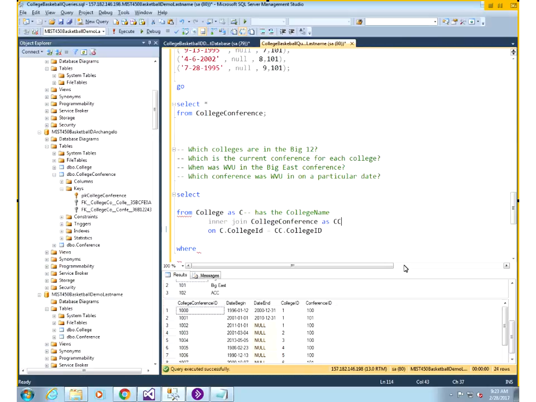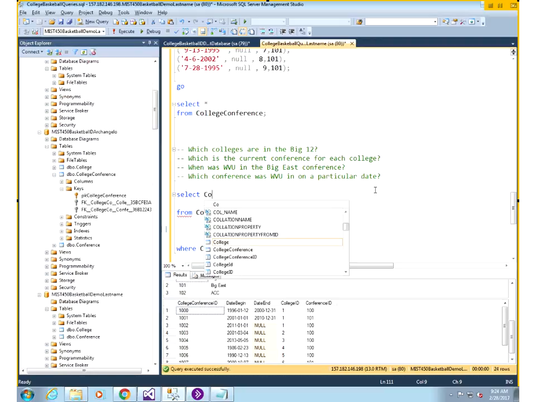Okay, so you use the college conference, and what's the next thing that you did? The where clause. For the where clause, I just did CC.conference ID equals 100, because that's what my Big 12 conference ID is. Okay, and then what is the select? My select was college name from college.